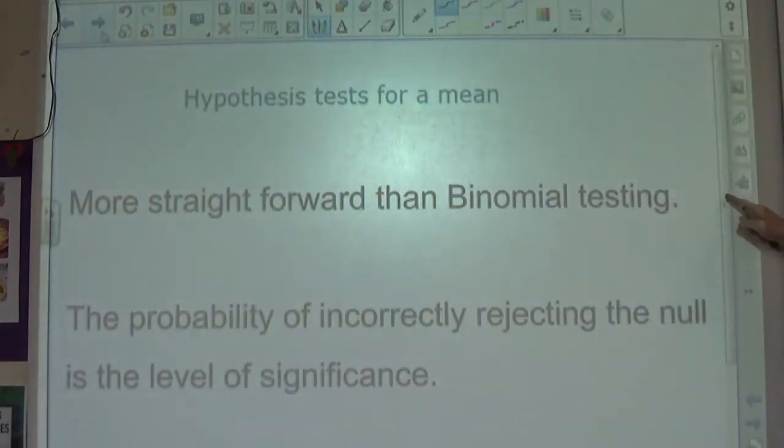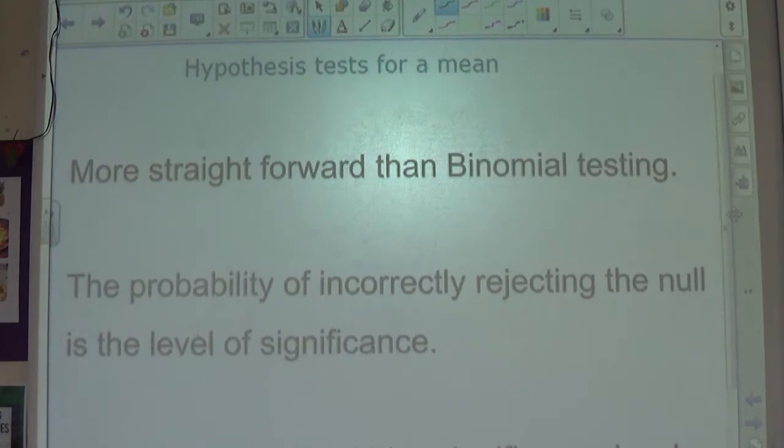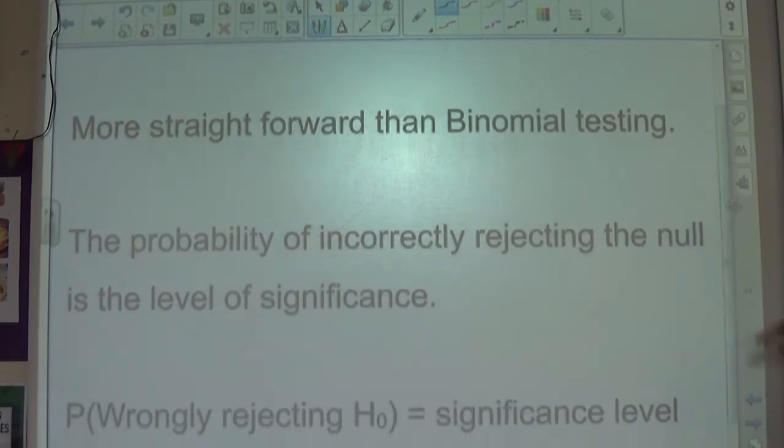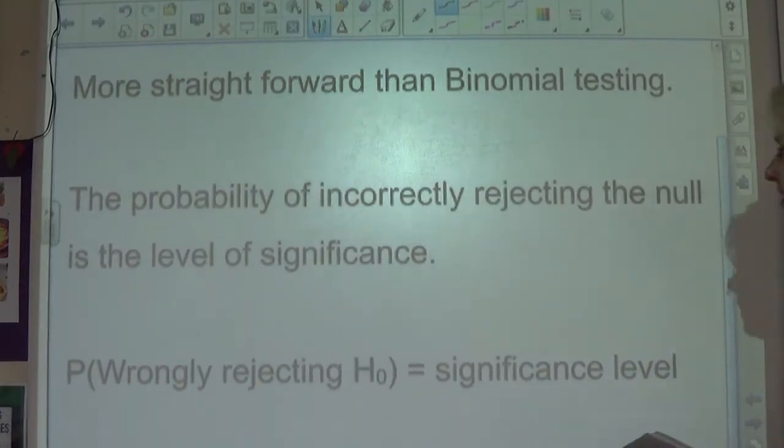Okay, hypothesis tests for a mean. This is more straightforward than binomial significance testing. The reason for that is because it's a continuous distribution and your values are exact. You don't have to worry about getting correct whole integer values. And because of your exact values, this statement here is simpler than it was in the binomial. The probability of incorrectly rejecting the null hypothesis is the level of significance. So if you're testing at a 5% level of significance, the probability of incorrectly rejecting that null hypothesis will be 5%.